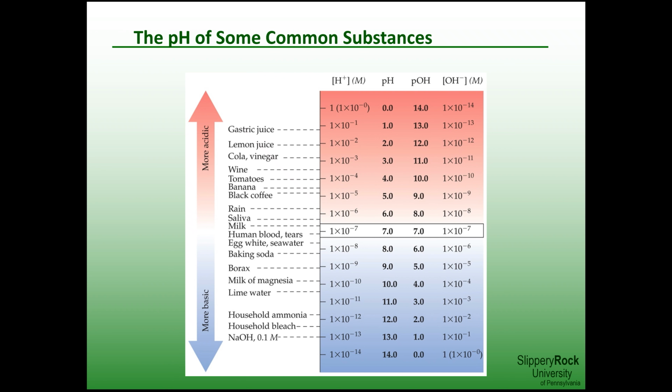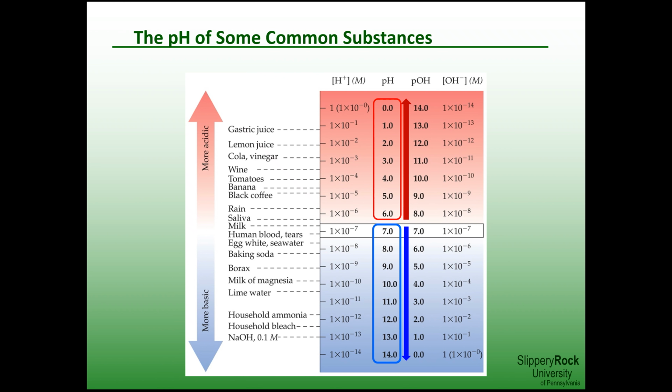while higher pH values indicate more basic or alkaline conditions with lower hydrogen ion concentration and higher hydroxide ion concentration, OH-. At pH 7, such as in pure water, the solution is neutral, where the concentration of H+ ions equals the concentration of OH- ions. As you move up the scale from 7 to 14, substances become increasingly basic. As you move down from 7 to 0, they become increasingly acidic.